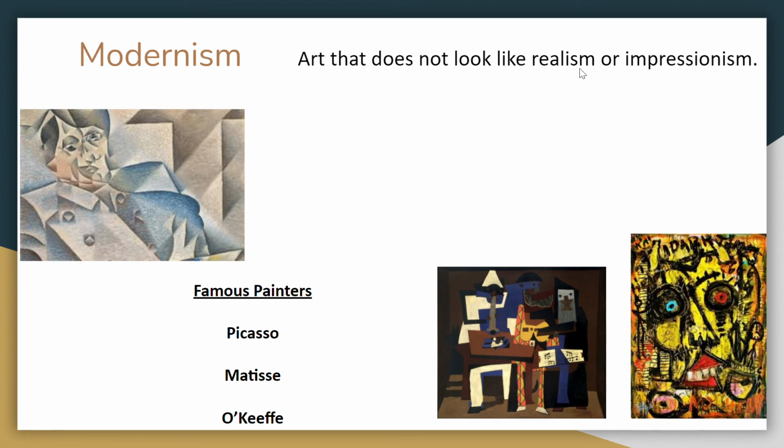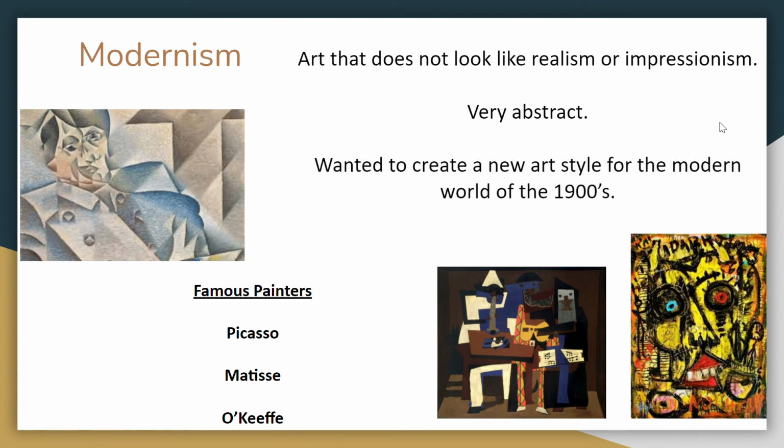Art that does not look like realism or Impressionism, right? It is very, very different from either realism or Impressionism. Very different. It is very abstract, okay? If you look at this painting, it is difficult to tell what the painting is at first. However, we can see here a guitar, a horn, some music. So it maybe is of some musicians, however it is difficult to tell. So it is very abstract.